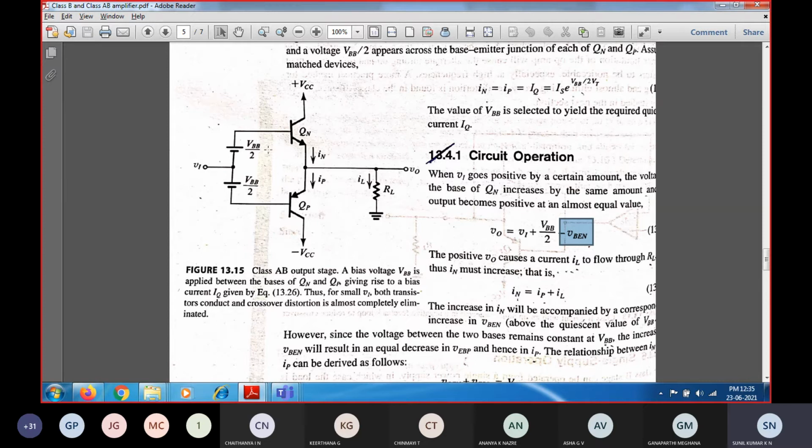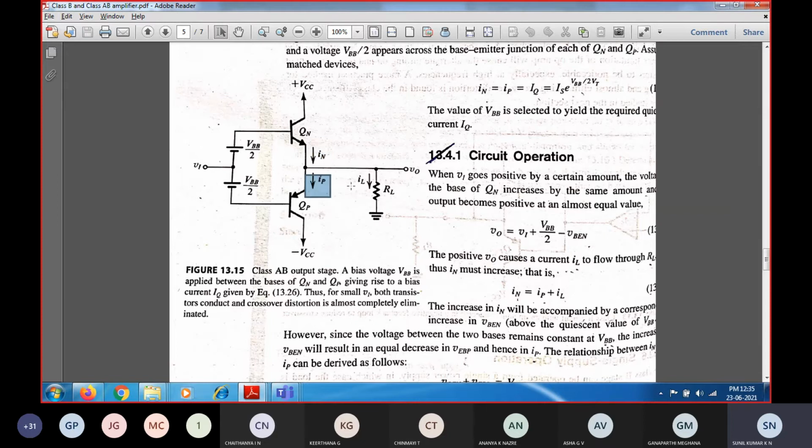VBEN is the base emitter voltage drop of an N transistor. So V0 will be equal to VI, provided that the base DC voltage VBB by 2 is equal to VBEN. At the same time, whenever the device QN is on, what is the value of QP? QP will be in cutoff, and IP will also be equal to 0. So the only current flowing inside is IN.